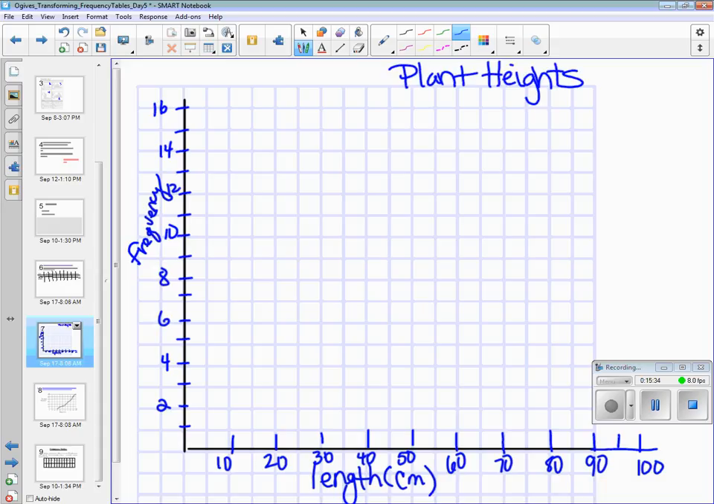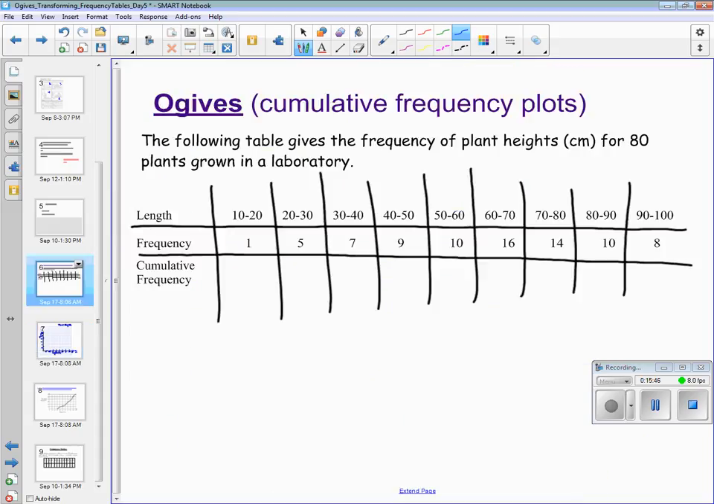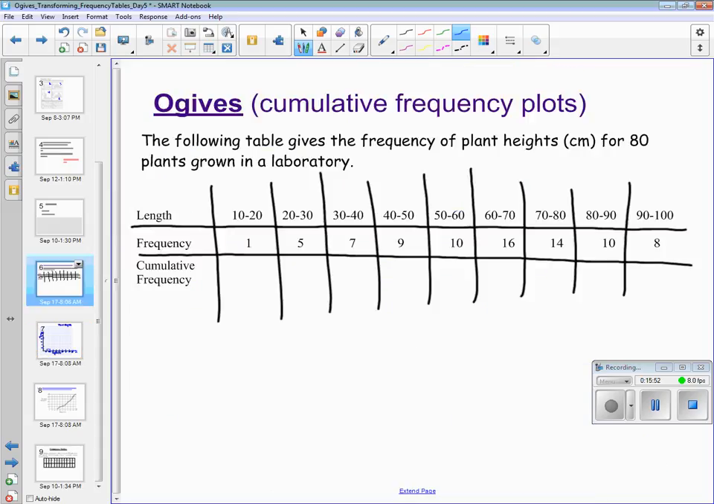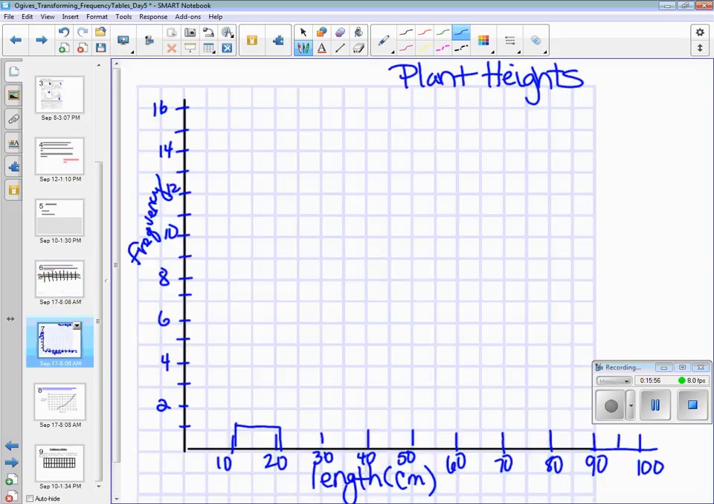Okay. It's only until now that I'm ready to go ahead and create the graph itself. I had to do all the setup work underneath it. From 10 to 20, I have a bar of a frequency of 1. So we're just going to go up to 1 here, make our bar. Then we have, what, 1, 5, 7, 9. So I'm just going to go ahead and go in that order, if that's all right with you guys.